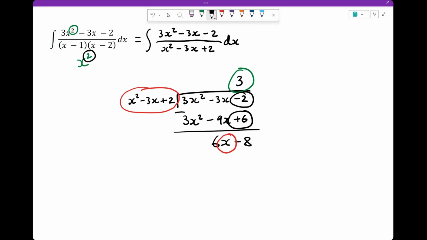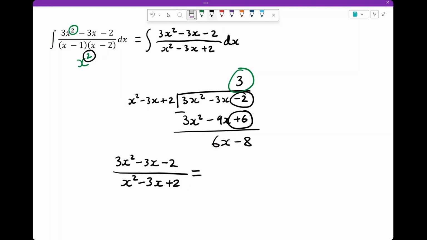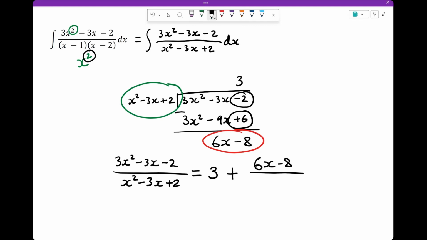So now we can write out our answer to the division. I can say that the 3x squared subtract 3x subtract 2 divided by the x squared subtract 3x plus 2 would be equal to, and it's going to be our quotient, which is written up here, so the 3, plus our remainder, which is the 6x subtract 8. And the idea is that 6x subtract 8 has not been divided by our divisor over here. So we need to write the 6x subtract 8 over the x squared, take 3x plus 2 like that.